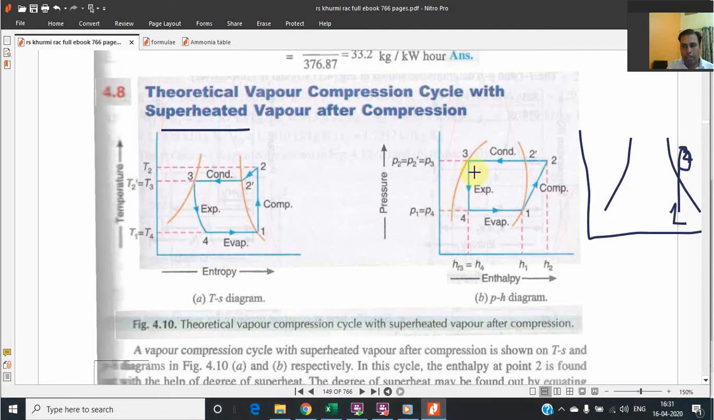This is the case, there are 3 cases. Again, I would like to repeat. This is the liquid region, this is the liquid curve, this is the vapor curve. After compression, if you stop over here, it is called wet vapor. Stop over here, it is called dry vapor. And stop over here, it is called superheated vapor. So they have told that the vapor is superheated.